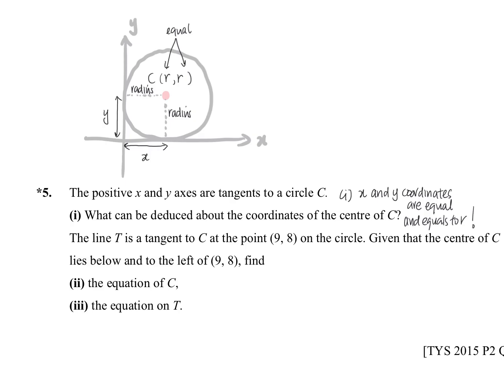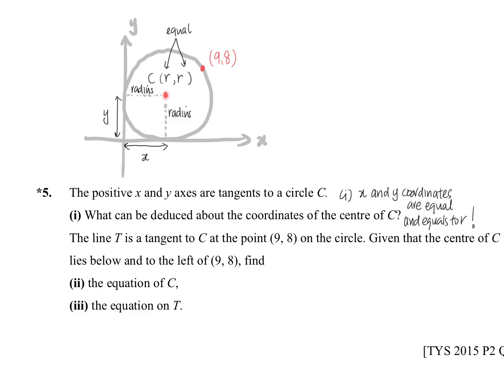Okay, next. They say I have a tangent line that is a tangent to the circle at the point (9, 8). Given that the center C lies below and to the left of (9, 8), so let's say (9, 8) is somewhere here, and my center lies to the left and below of this point. So it's somewhere there. I don't know exactly where, but I just drafted a point there.